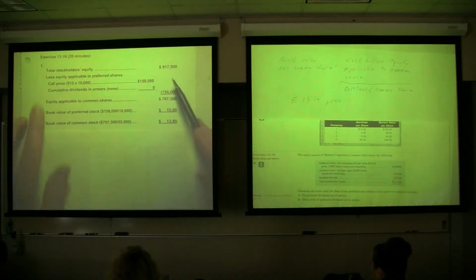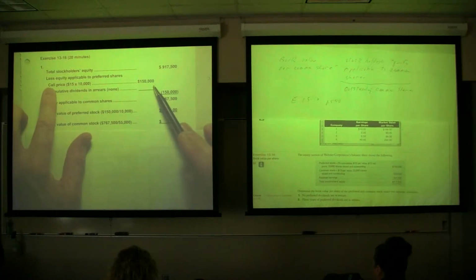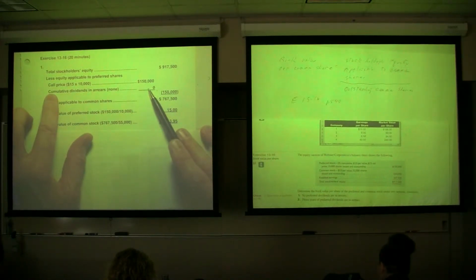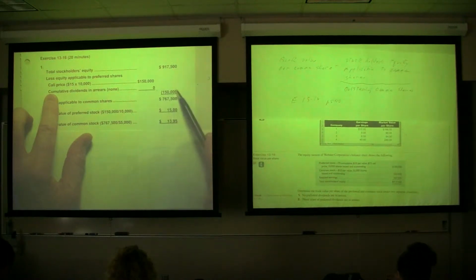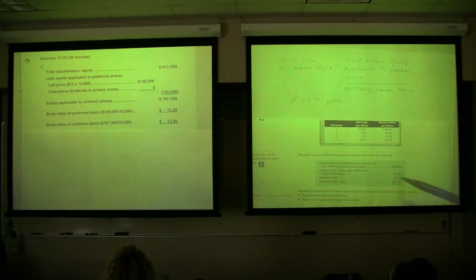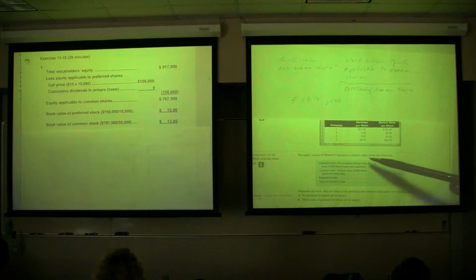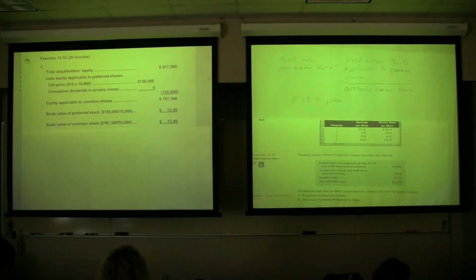So here's the total stockholders' equity. That's applicable to preferred shares, so the call price will still be there, but now you'll have 3 years of dividends. Okay. And in this case, 5% cumulative. And because it's cumulative, you have 3 years in arrears.